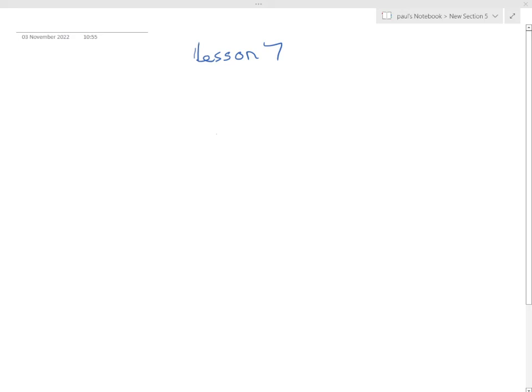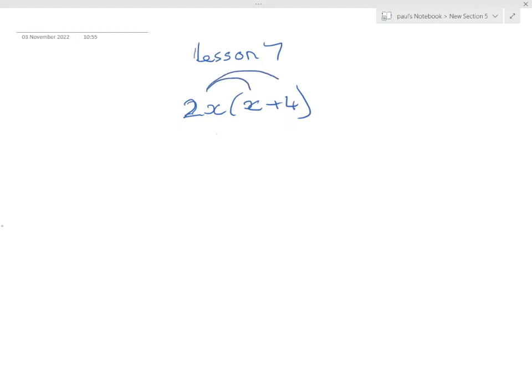Hello, right, this is lesson 7 and it was all to do with expanding brackets and factorising, single and double brackets. So let's crack on with just reminding ourselves about expanding brackets. So what we do with algebra is we multiply everything inside by the thing that's outside.